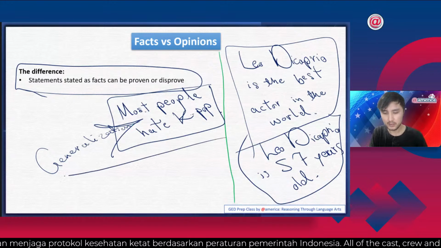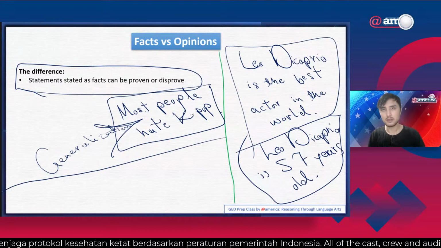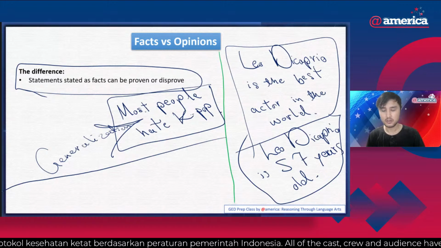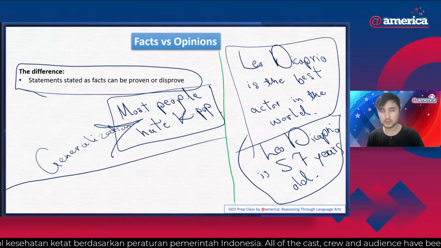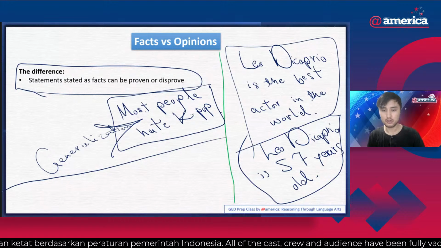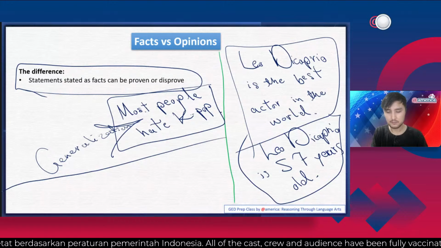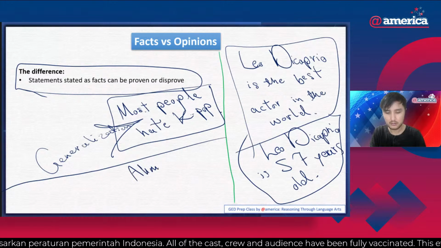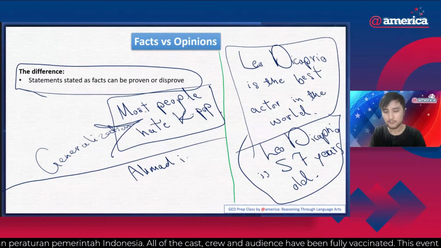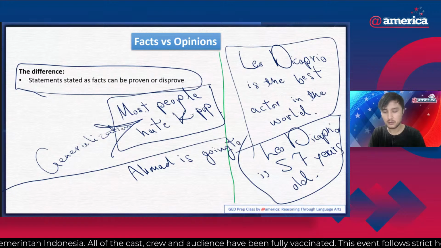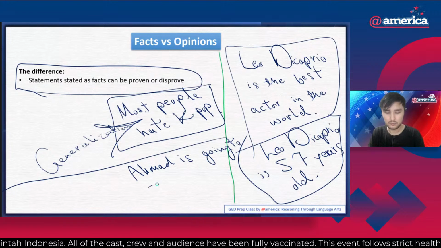Okay, so opinion is something that cannot be proven or disproven. Basically, it's someone's personal opinion, someone's point of view. You hear something, you like something, you think something is true, and you can argue with anyone about that, and no one can prove you wrong. Facts, when you say things like, okay, Ahmad is going to school.